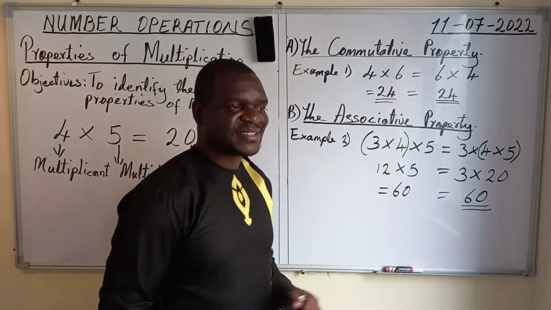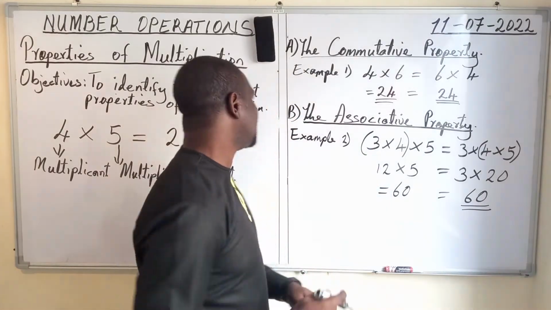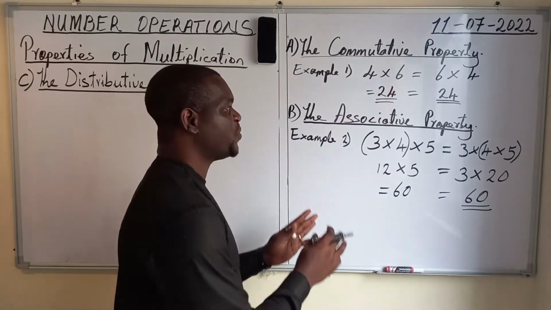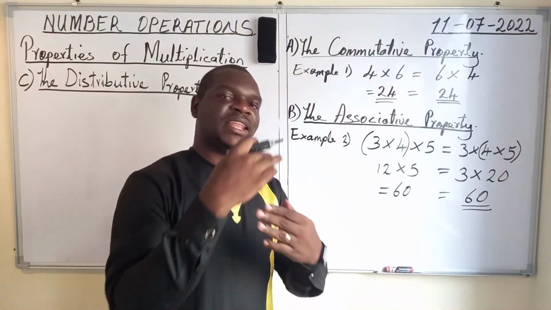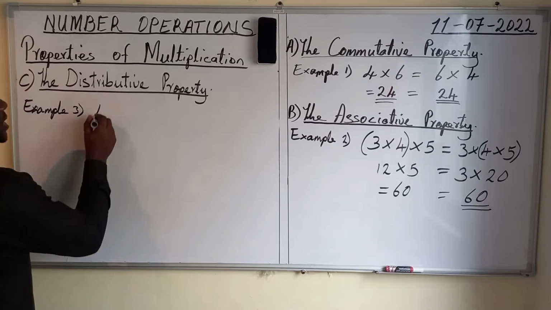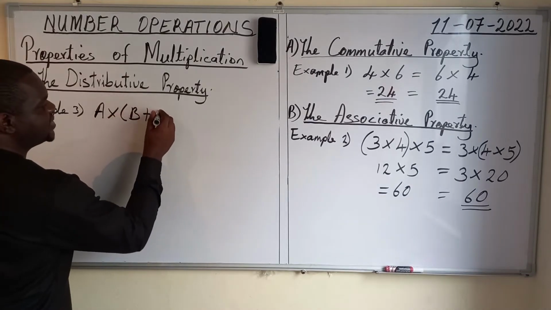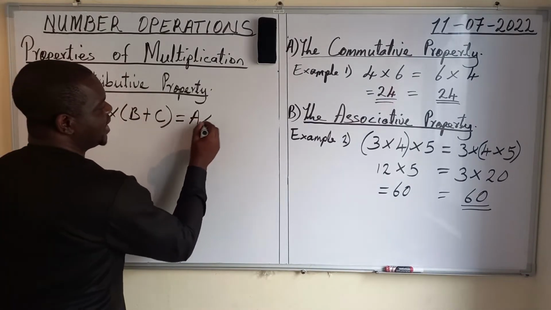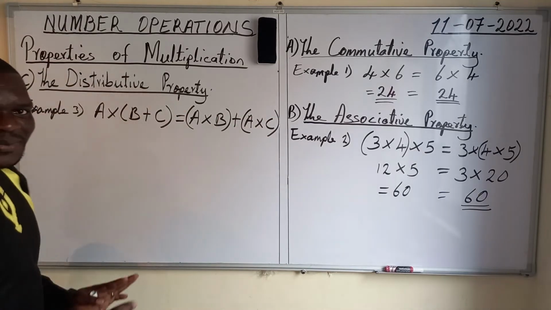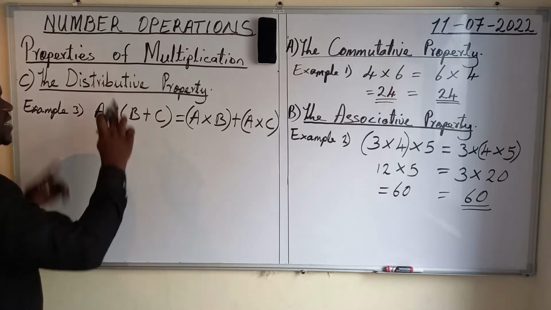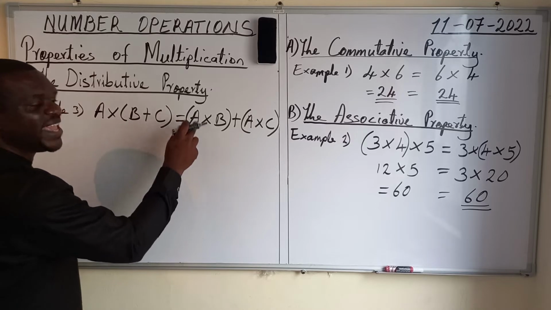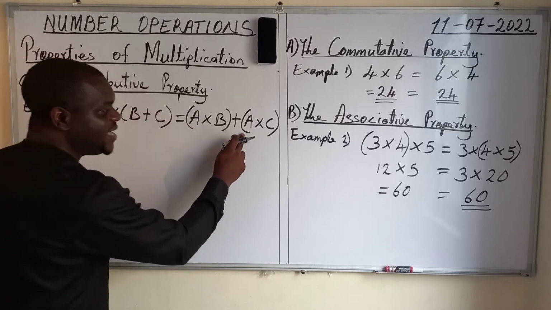Let's look at the next property, which is the distributive property. With the distributive property, you have to pay keen attention because all what we are doing now will help us in our subsequent lessons. This is what the law states. The distributive property states that A times in bracket B plus C is equal to A times B plus A times C.